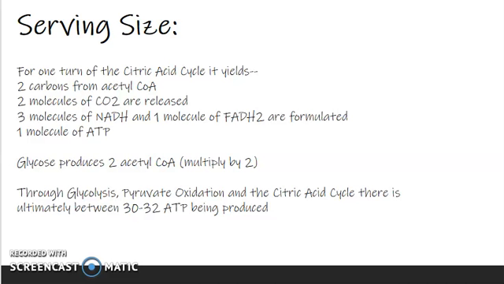The glucose produces 2 acetyl-CoAs, multiply that by 2. And through glucose, pyruvate oxidation and the citric acid cycle, there's ultimately between 30 to 32 ATP that are produced.